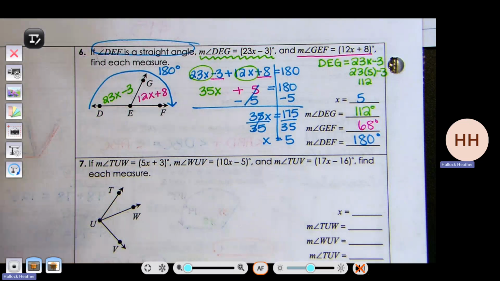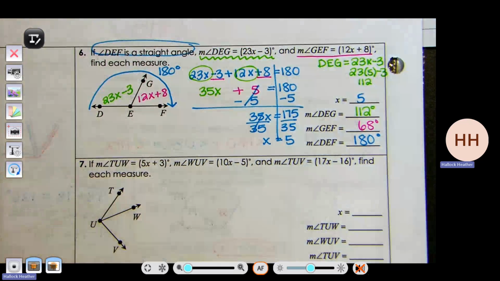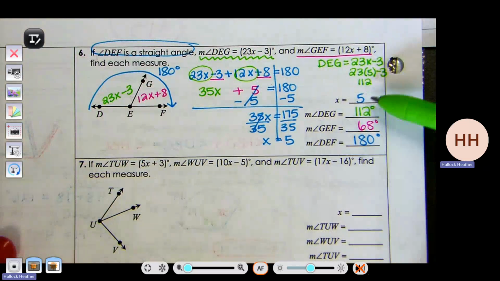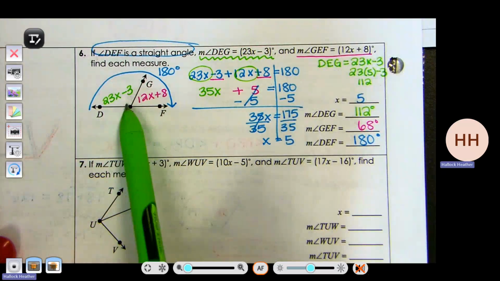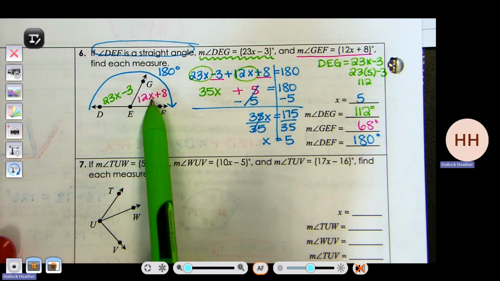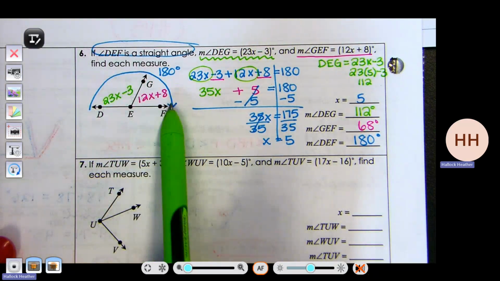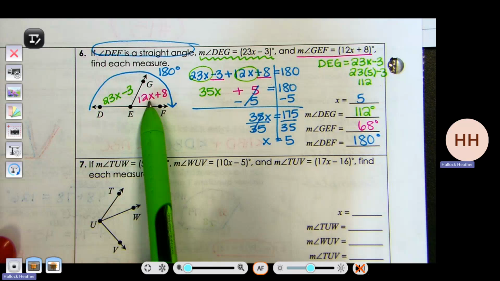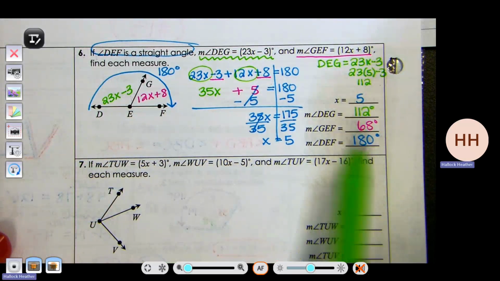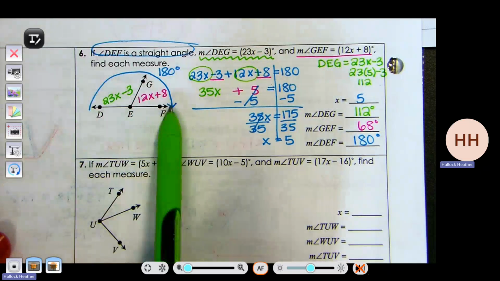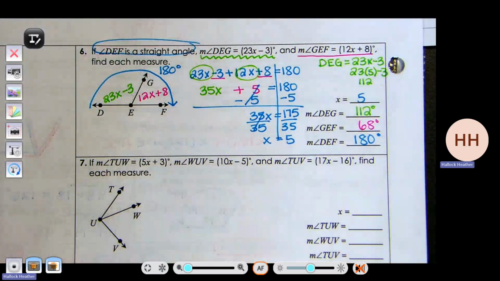Okay, what did we get? Are you ready to see my answers? Okay, you should get 5. Okay, then if you plug your 5 back in, you should get 112. That means this angle is 112. If this is 112, you could either plug X into this one and get it, or you could subtract 112 from 180. You get 68 for the pink. And then the whole line is 180 because they tell you DEF. DEF is 180 because it's opening all the way.